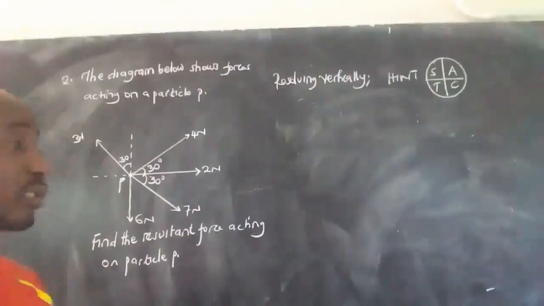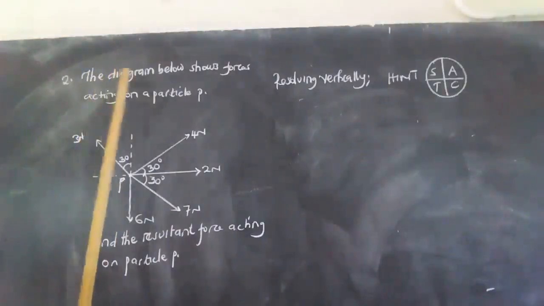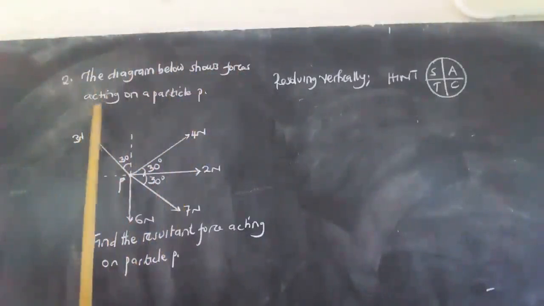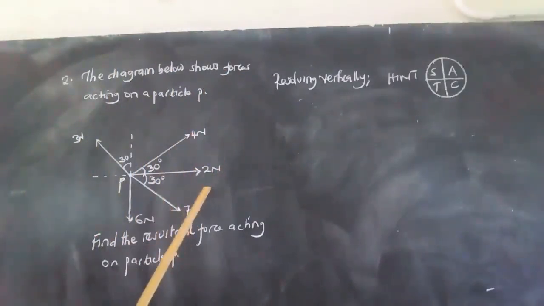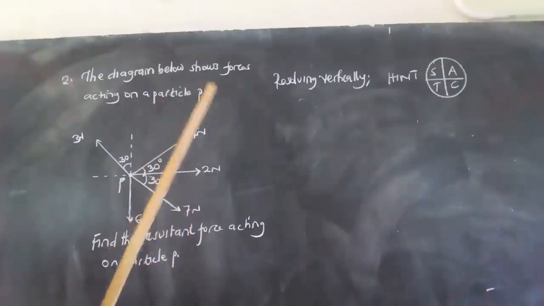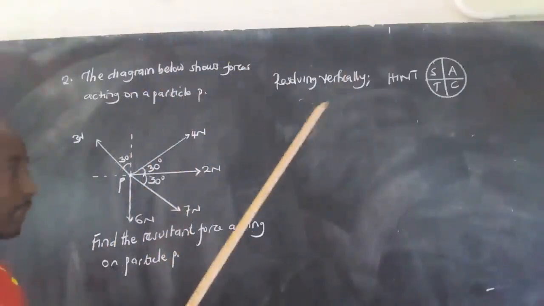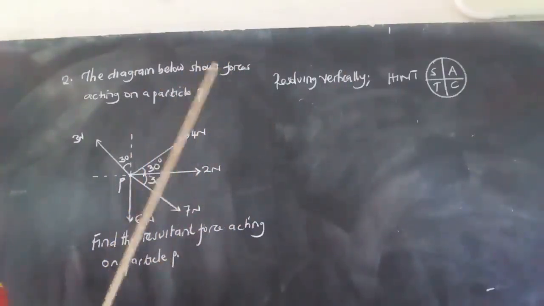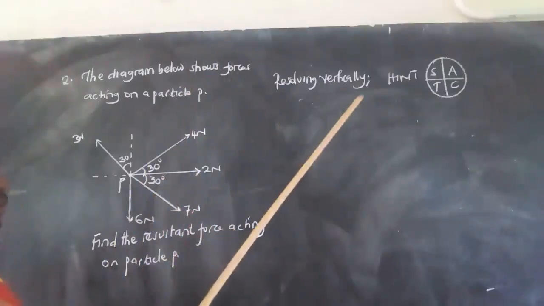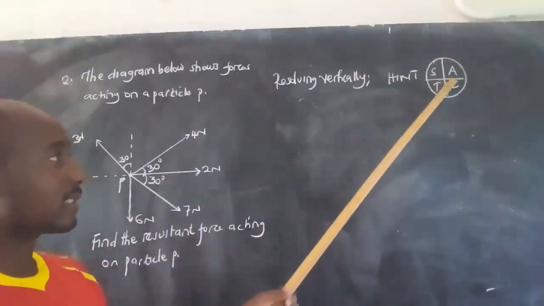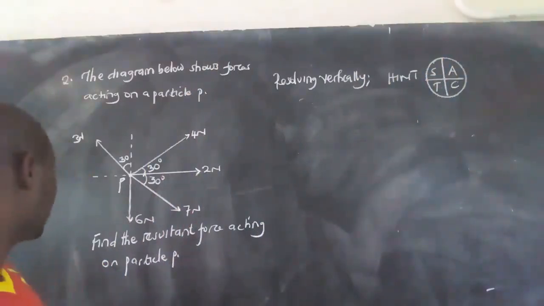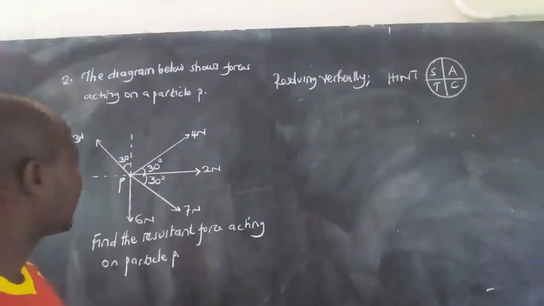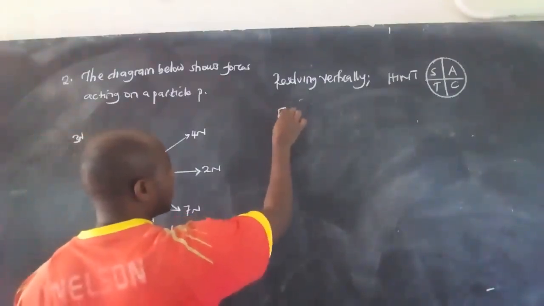We can now go on. So we have this one. The diagram below shows forces acting on a particle in a plane. So these are forces acting in different directions. So when we are resolving, we shall use cos of the angle which it makes with the horizontal, and we shall use sine of the angle which it makes with the horizontal. Then we shall also use this one: all students take chemistry. All students take what? Chemistry.